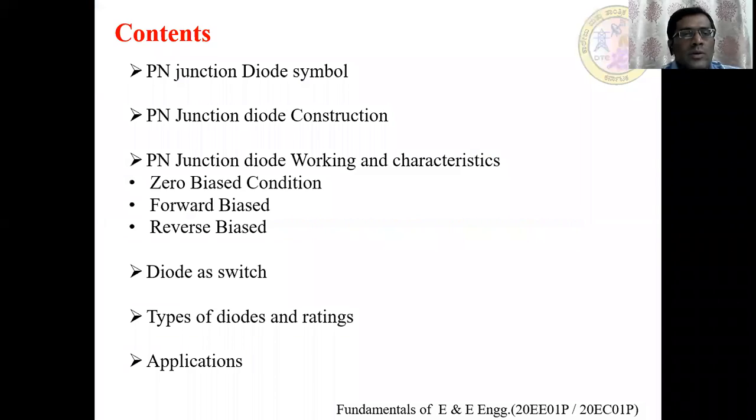In this session, the topics to be covered are the PN junction diode symbol, PN junction diode construction, PN junction diode working and its characteristics, such as zero bias condition, forward bias condition, reverse bias condition, diode as a switch, types of diodes and its ratings, and the applications of diode.